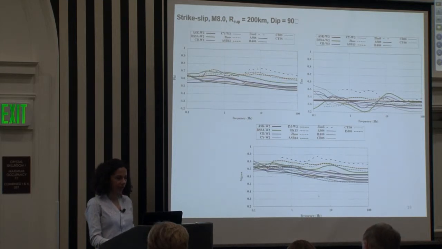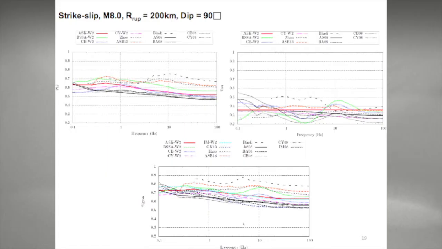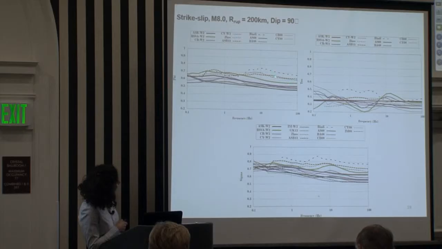Strike slip magnitude 8, distance 200 kilometers. We have here, again, Bindi, Zhao, and Akkar et al. high. Now BSSA is coming up high, and I think this is a function of the large distance. And you have tau here and the total standard deviation at the bottom.